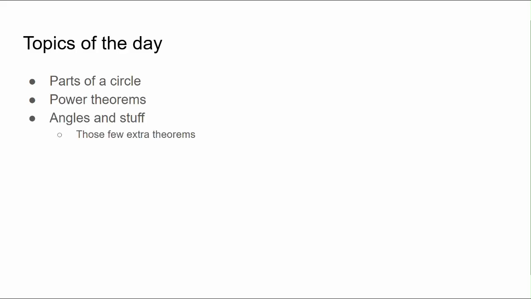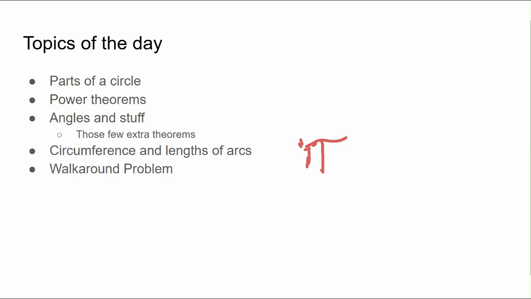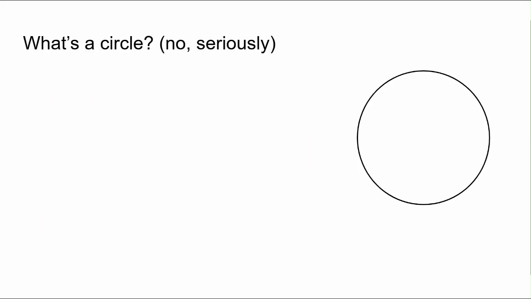Let's get started. Today we've got parts of a circle, power theorems, angles and stuff, plus those few extra theorems, circumference and lengths of arcs, which means pi. Look at that beautiful pi. And then the walk around problem, which is also just a little extra thing. Hopefully there's not too many of those in the test. Those are long and complicated. Anyway, you guys will be fine.